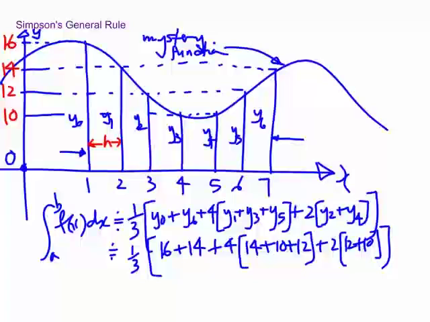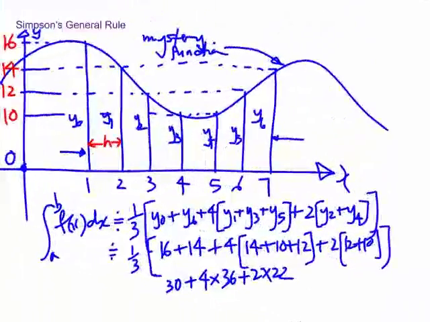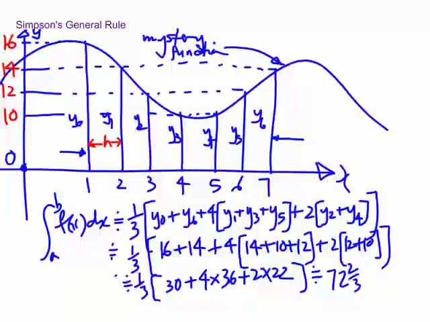So we have, see what we've got here, 30 plus 4 lots of 10, 20, 36, and then we've only got 2 lots of 22. Add all this up, I think we get 218, so it becomes approximately a third of 218, which I think works out to be approximately 72 and 2/3. Okay, so that worked out to be 218 when we added all that up.